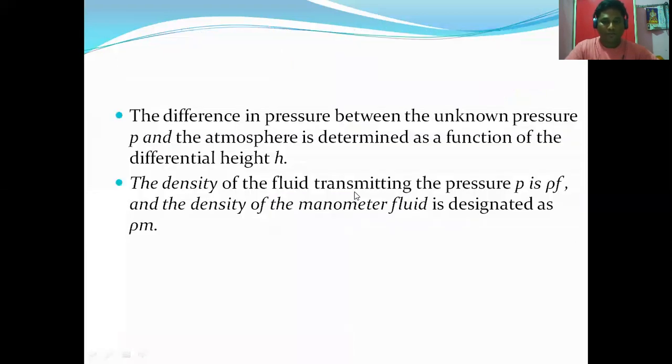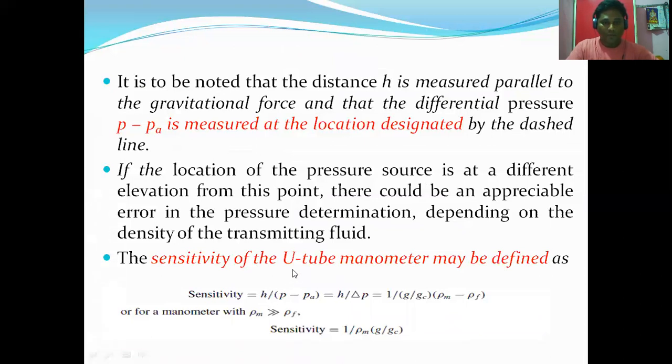The sensitivity of the U-tube manometer is h divided by P minus P_A, which is equal to h divided by delta P, which is equal to 1 divided by g divided by g_c into rho m minus rho f. For a manometer with rho m much higher than rho f, the sensitivity is equal to 1 divided by rho m into g divided by g_c.